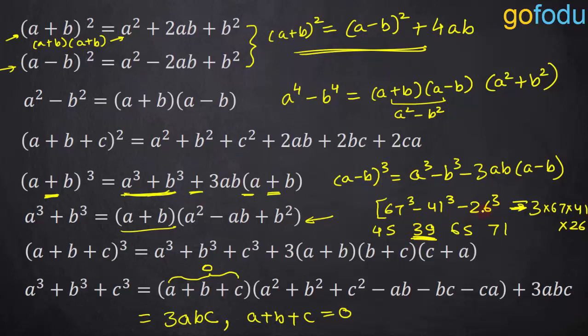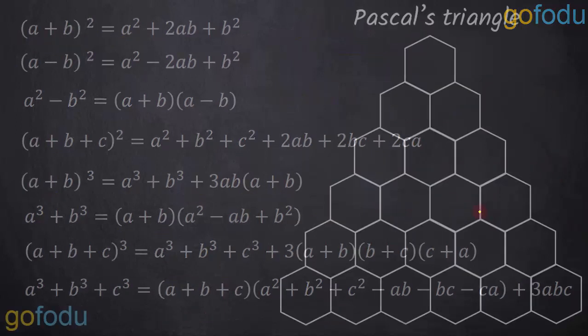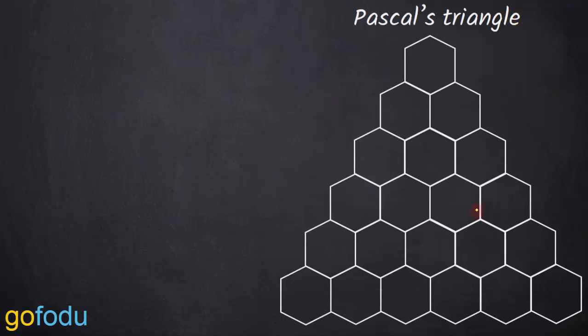Now what if you have to expand higher degrees? Let's say a plus b whole raised to power 4. For that we will use Pascal's triangle. What is Pascal's triangle? Well, this is Pascal's triangle.